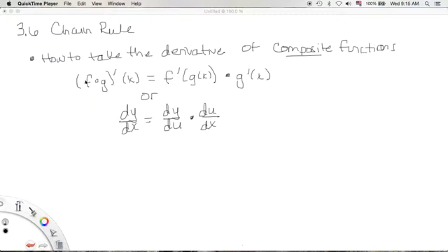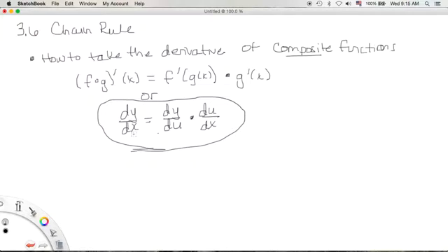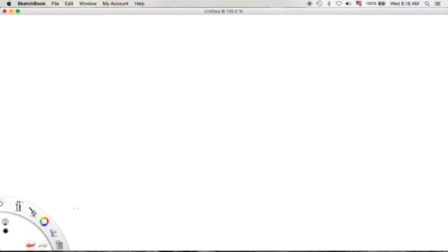Now, this particular way here, to me, looks a little bit confusing. This is probably a more common way to write it, and what it means is you're taking the derivative of this function with respect to x, and so you take the derivative with respect to the inside function times the derivative of the inside function with respect to x. Now, what in the world does that mean? So let's do some examples, and you'll see that it's really not that complicated.